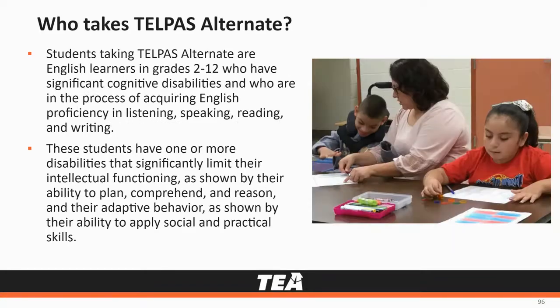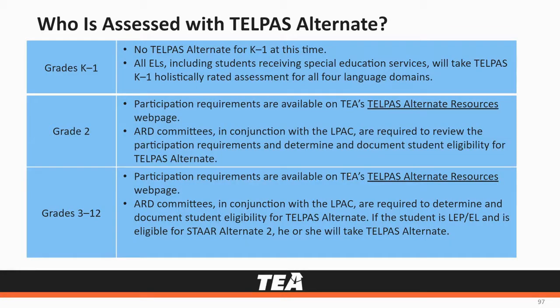So your student with both EB status and Star Alt 2 status will be the only one that's taking TELPAS Alt. So we're going to look at grades 3 through 12 because our baby's in 4th grade. So she can be assessed in TELPAS Alt because her ARD committee determined that she was eligible.